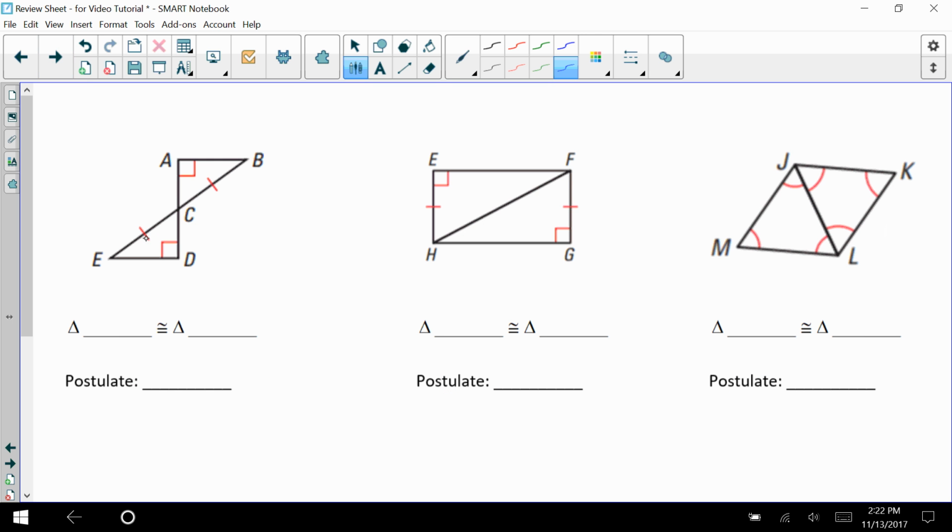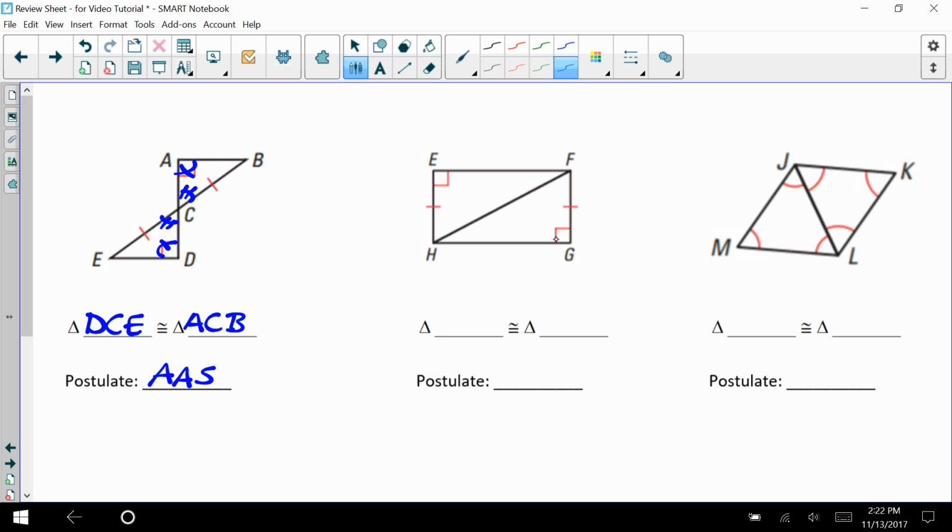Okay, and looking at this, we have these right angles are congruent. We have the sides are congruent, and look, we have another set of angles that are congruent. So angle, angle, side again. So we have triangle DCE and triangle ACB are congruent.